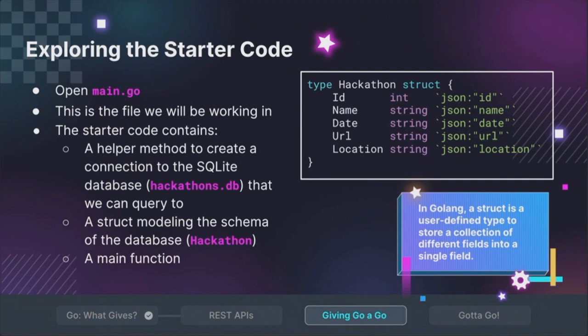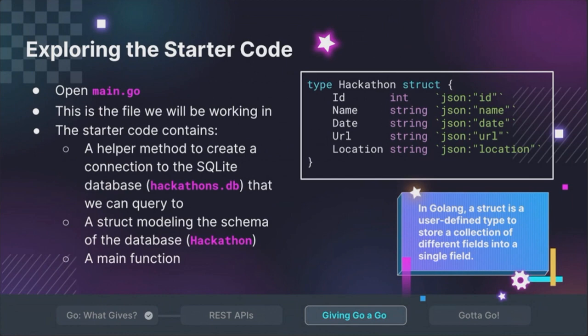So this file has some code that will just simplify things for you, including a helper method that's creating a connection to the SQLite database, which is hackathons.db that we can query. We already went ahead and filled hackathons.db with the data we'll be querying. So that's why that exists there. And then this method essentially creates the connection that we can make queries to receive information, update information, add, delete.